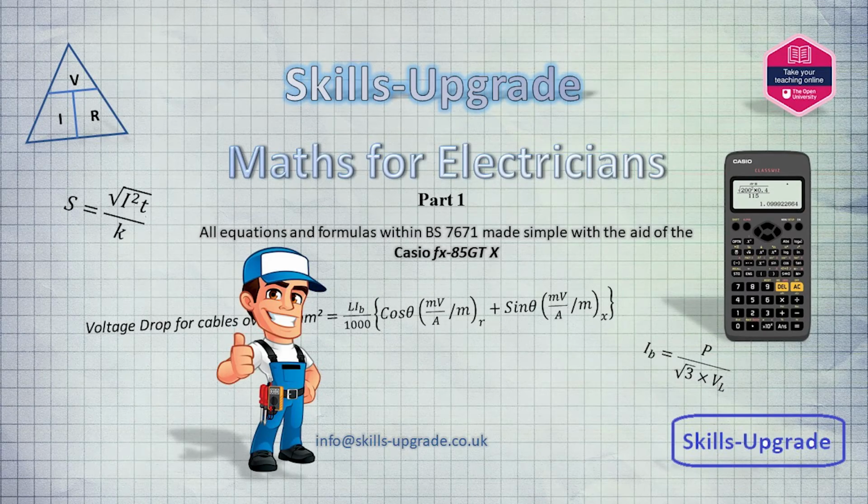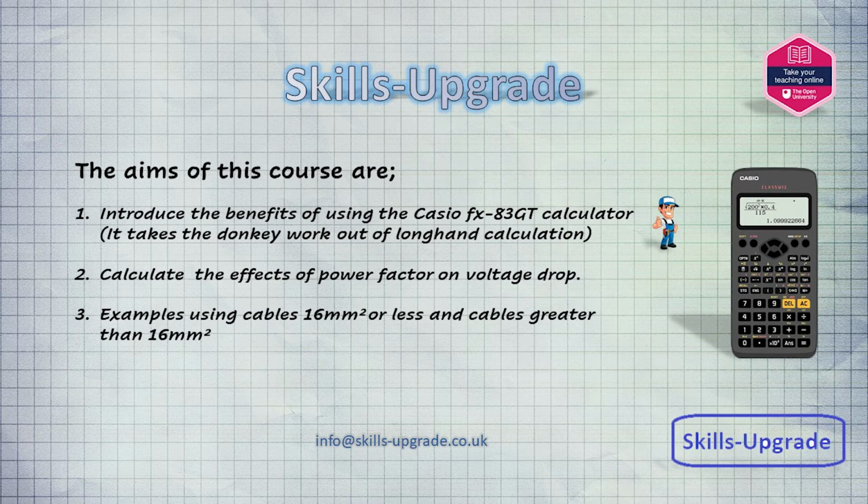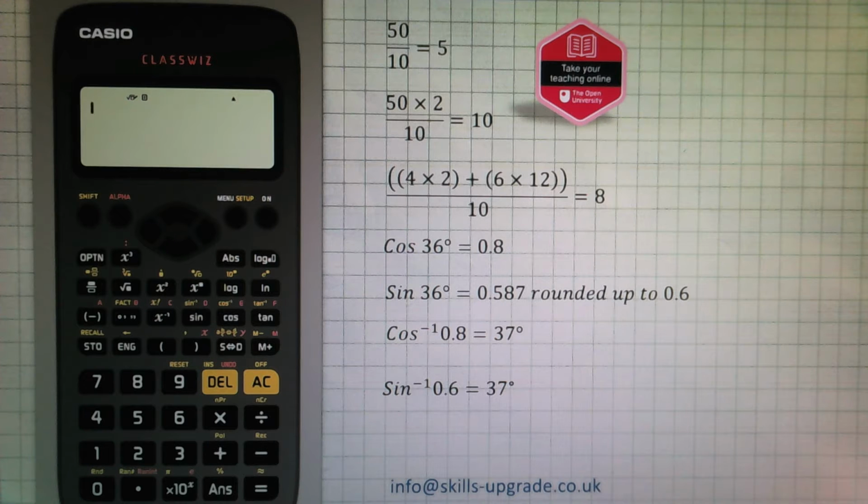We are going to use the Casio 85 GT to do calculations found in BS 7671. In this instance we are using the voltage drop calculations for cables of 16mm squared or less and cables over 16mm squared. First, let's take a look at the function buttons we are going to use in this video.